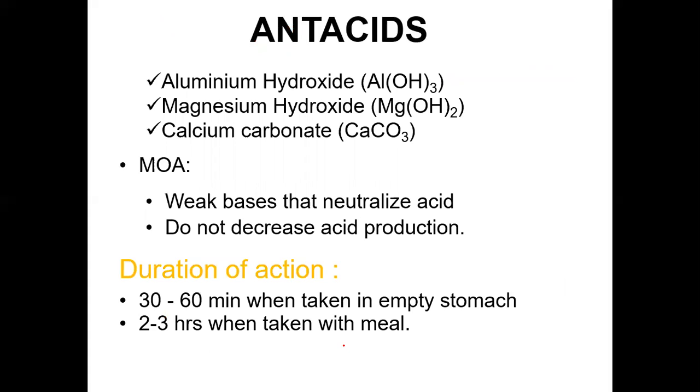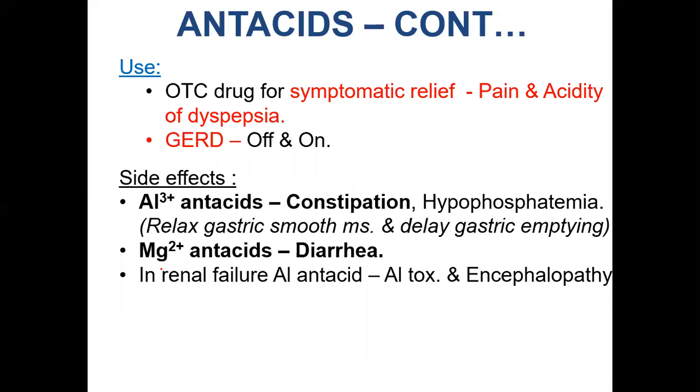Talking about antacids, they could be systemic or non-systemic. We talk about non-systemic first, such as aluminum hydroxide, magnesium hydroxide, or calcium carbonate. They go by the simple chemistry formula of acid plus base is equal to salt and water. So these are weak bases that tend to neutralize acid, but they do not decrease acid production. They are over-the-counter, OTC drugs, and their action depends upon the presence of food in the stomach. If there is no food in the stomach, the duration of action is 30 to 60 minutes, and if food is available, the drug could act for 2 to 3 hours. They are used for symptomatic relief of pain and acidity of dyspepsia, and even for gastroesophageal reflux disorder for off-and-on symptoms.